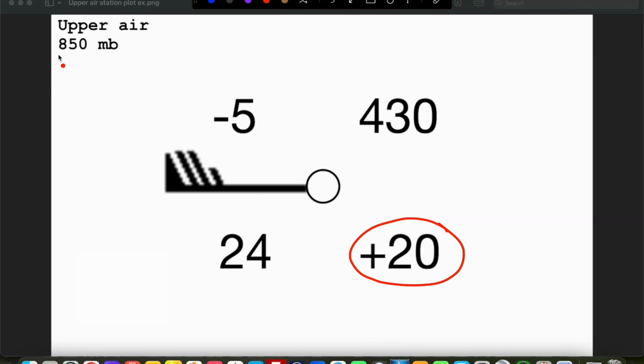So in our example here, we're at 850 millibars. The positive sign indicates that the geopotential height has risen over the past 12 hours, and our value of 20 indicates that the geopotential height has risen 20 meters in the past 12 hours.